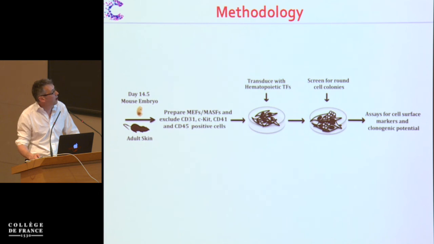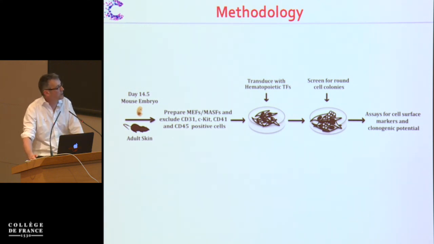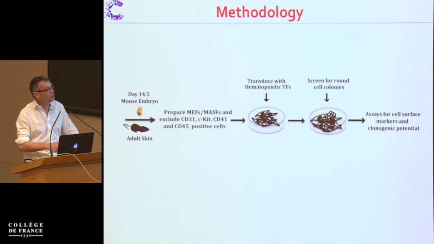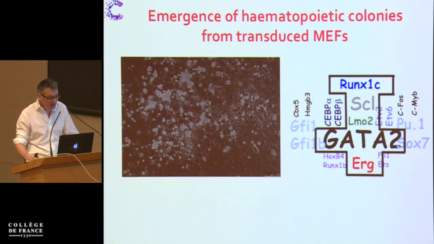The methodology was the following: get murine embryonic fibroblasts from embryo or adult fibroblasts, really get rid of all the endothelial and hematopoietic cells in these fibroblasts, bombard them with retrovirus expressing transcription factors, screen for the presence of CD45 positive cell colonies, and assay if these CD45 positive colonies are hematopoietic cells. And indeed, this worked. We were able to get these CD45 positive cell colonies.